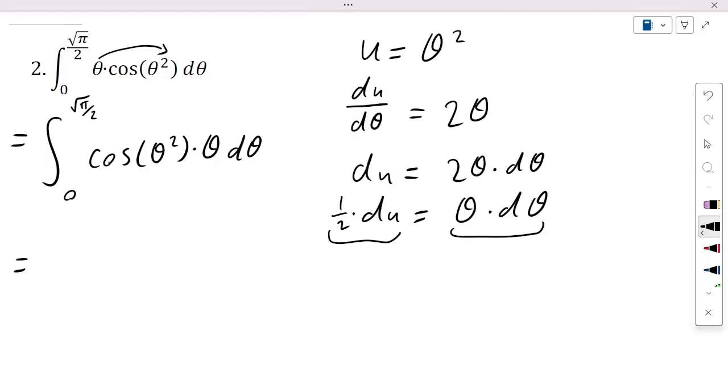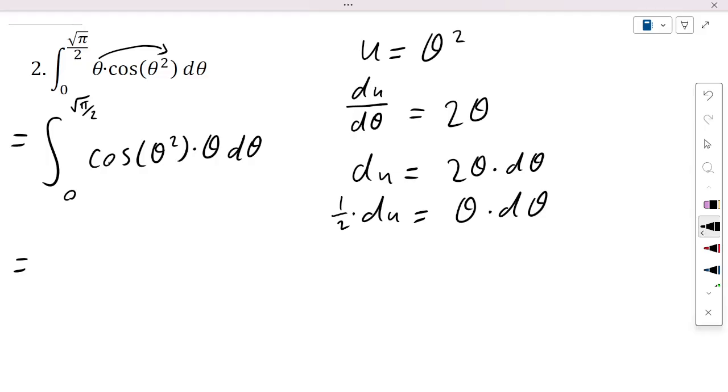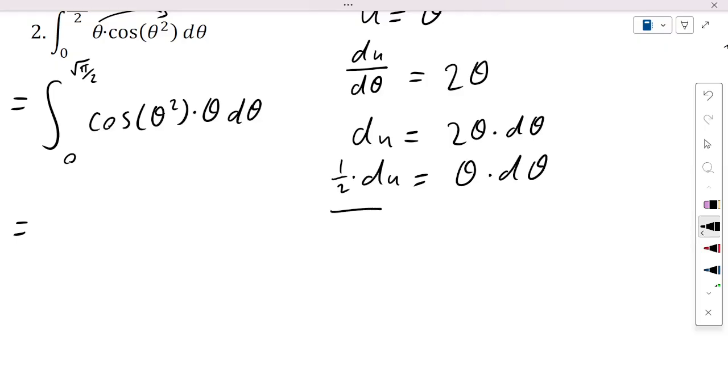But we have a definite integral. This is where it gets a little bit tricky, because now we need to change our upper and lower limits. So how are we going to do that? With definite integrals, you need to change the upper and lower limits, but with indefinite integrals you don't really have to focus on that. This is the only extra step you have to take with definite integrals, which is not really that bad.